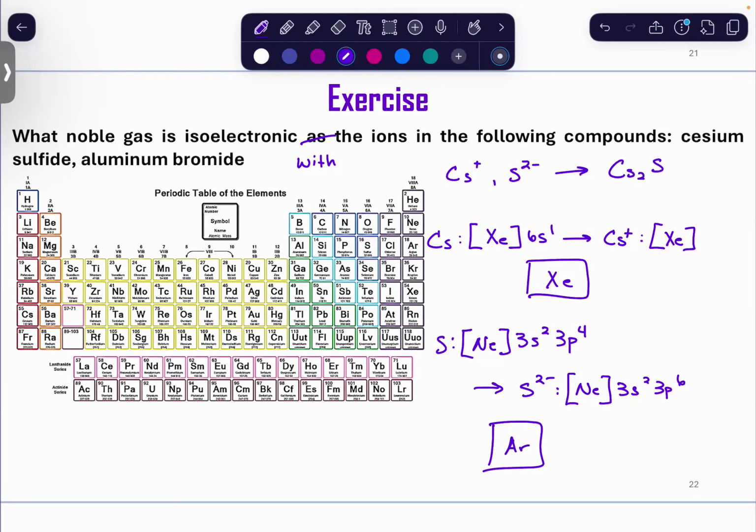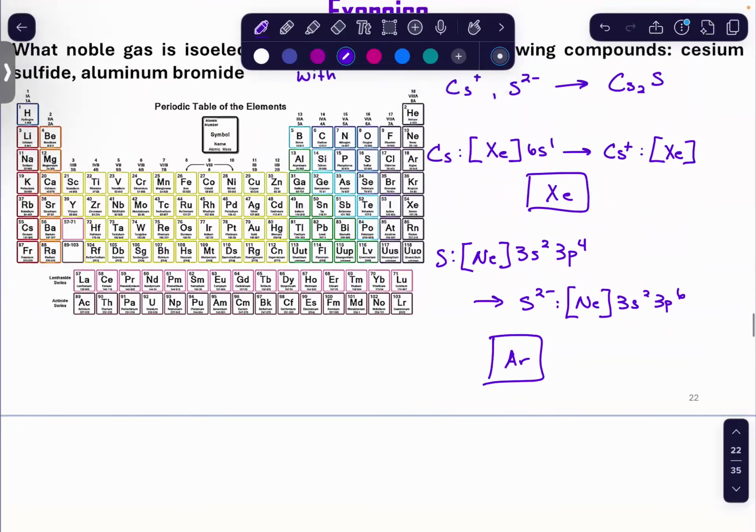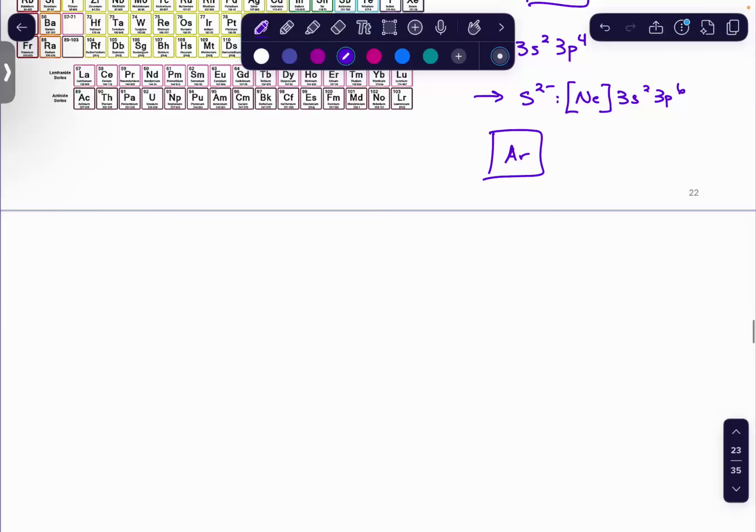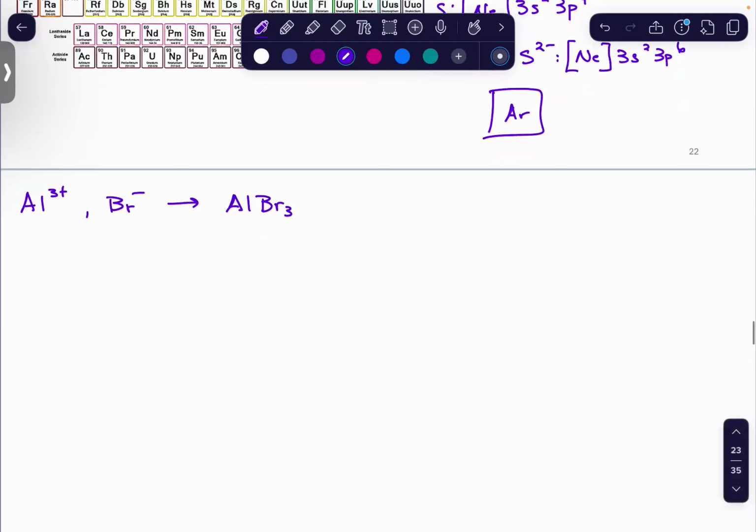Okay, now I can work with bromide. Aluminum bromide. I look at the periodic table again. Aluminum's there. I remember the charge of aluminum is commonly +3. We've talked about that, so if you don't remember it, go back. Bromine is in group 17, so it's a common charge of -1. Bromide. That means I need 3 of the bromides for the 1 aluminum. Okay, so let's look at aluminum.